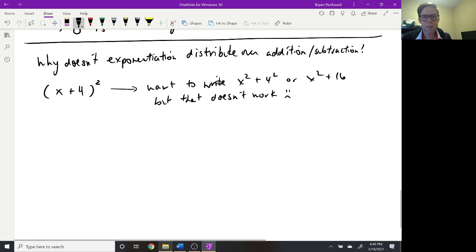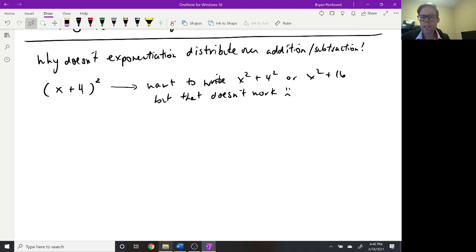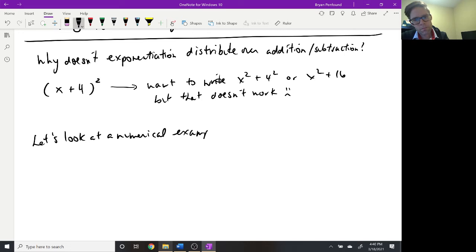We can probably explain why this doesn't work with a numerical example. That's probably sufficient for most middle grade students to see. So let's look at a numerical example, and let's do something like 3 plus 4 squared. We're going to evaluate this in 2 ways. We're going to evaluate this the right way using the order of operations.